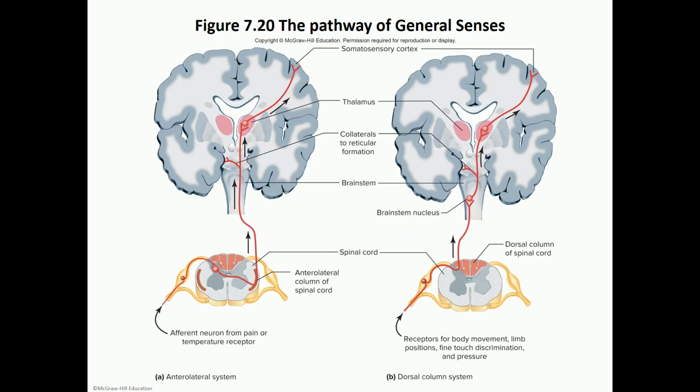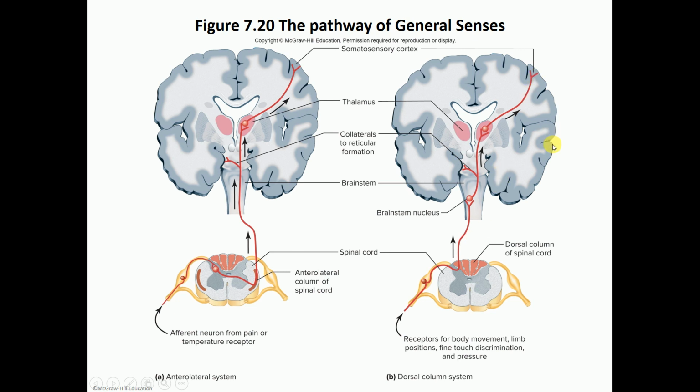Now for the general pathways, or the pathway of general senses. So not only pain and touch or pressure, all of them. And this side, so this part of the left side, is known as the anterolateral system. That system is how we transfer pain and temperature from the receptor to the cerebral cortex. While this side right here is known as the dorsal column system, and this is how we transmit proprioception, fine touch discrimination, and pressure from their receptors to the cerebral cortex.